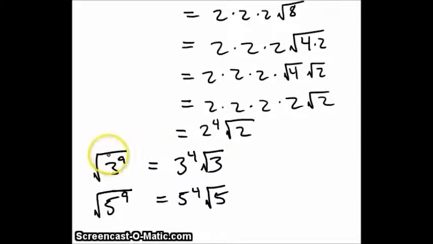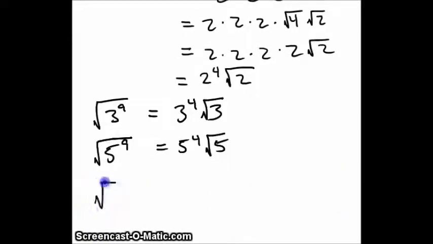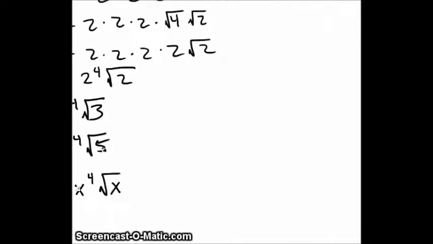If I tried doing this over and over again, I would start to see a pattern emerge. So let's see if we can untangle what all of these look like. And we have a pretty good idea for what it's supposed to look like here at the end. If I take the square root of x to the 9th power, that should equal x to the 4th times the square root of x. Let's see if we can actually derive that.